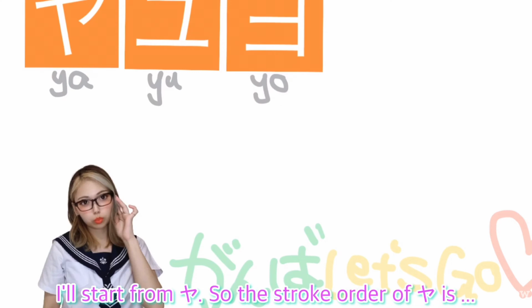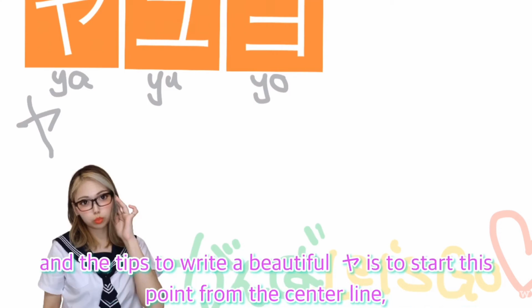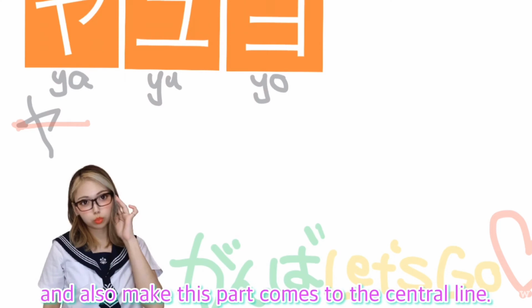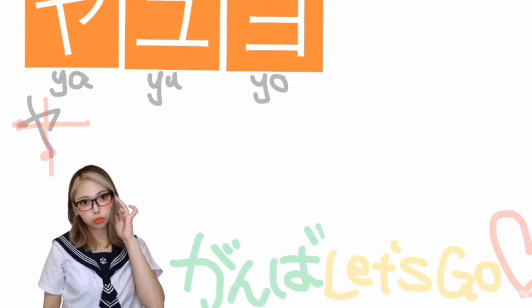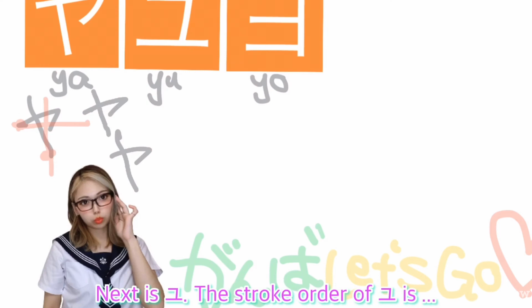So the stroke order of ya is 1 and 2. And the tip to write a beautiful ya is to start this point from the center line and also make this part come to the center line. So I'll write down again. 1 and 2. Okay. Next is yu.